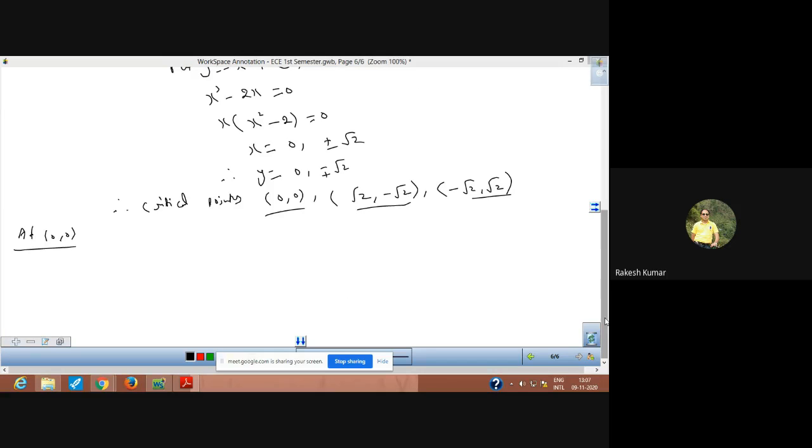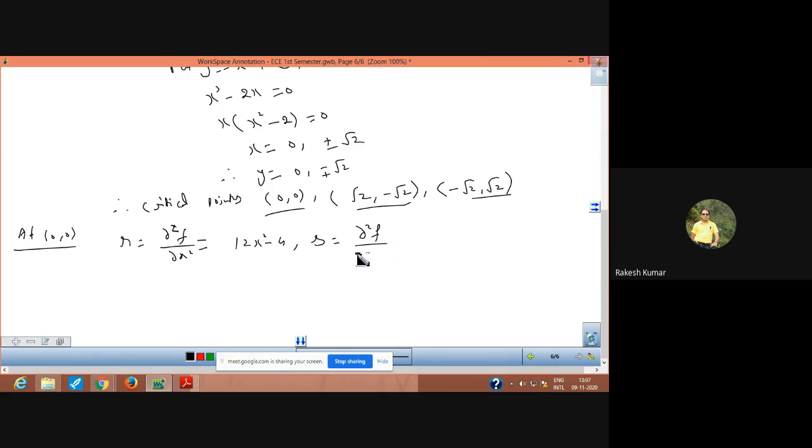Now from this, we can calculate r. r is the second order derivative of f with respect to x, and that comes out to be 12x square minus 4. Similarly, we can get s, that is the second order derivative with respect to x, y. This comes out to be 4. The second order derivative with respect to y is named as t, that is 12y square minus 4. Now, you can calculate the value of rt minus s square.